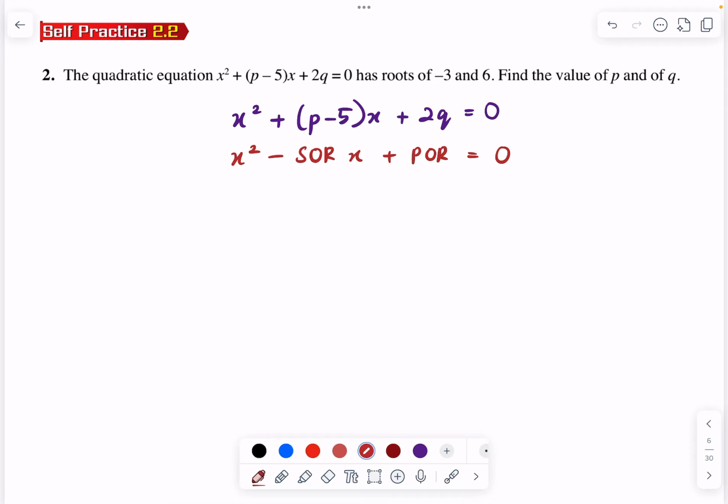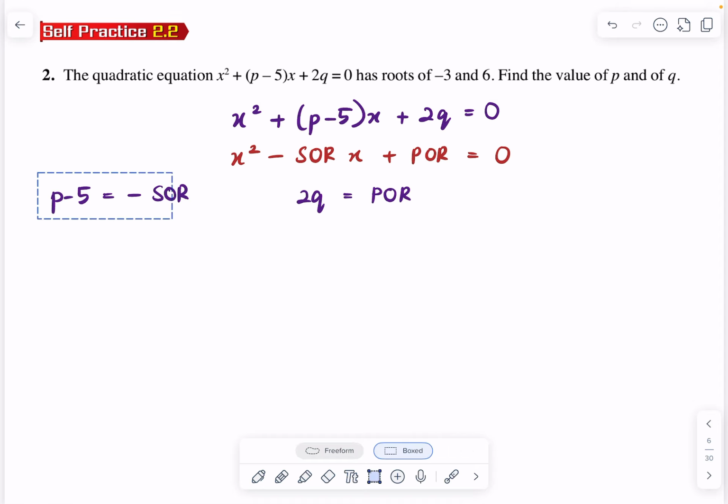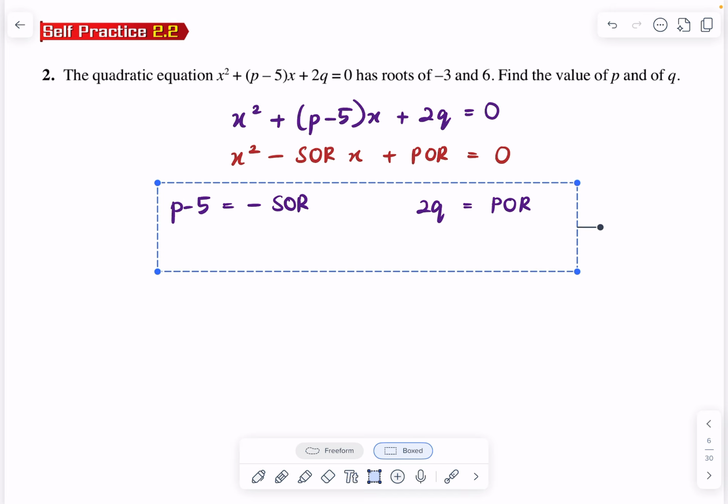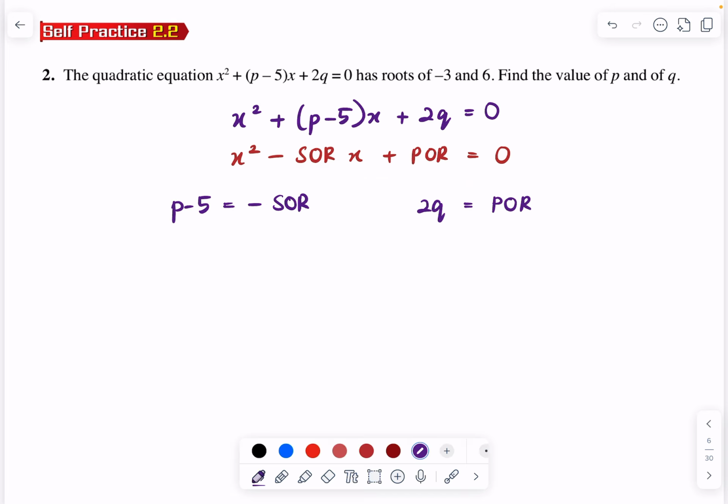So we can say P minus 5 is the negative sum of roots, and 2Q equals the product of roots. So this will be how we solve this. Okay.